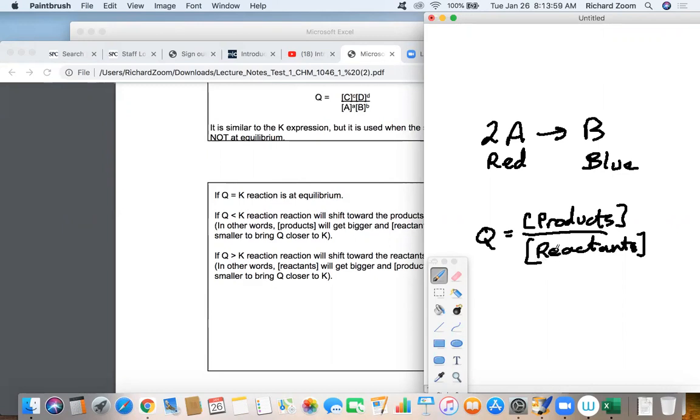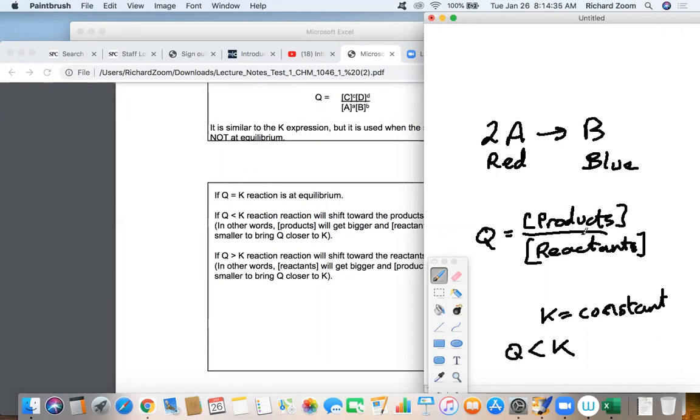So that's our very basic Q expression here, products over reactants. And let's say we've got a K value. The K value will be a constant. And then here's what I want you to imagine. If Q is less than K, then this is the thing about equilibrium: every reaction is going to want to get to equilibrium. Every reaction is going to want to get to K. So if Q is less than K, you know exactly what Q is going to do. It's going to get bigger so it reaches K.